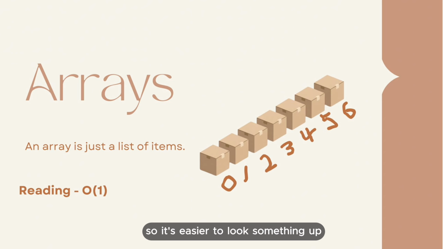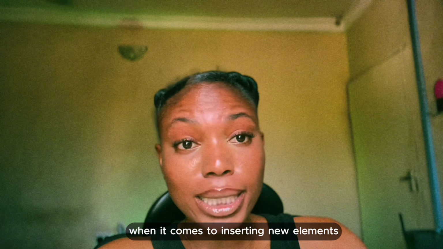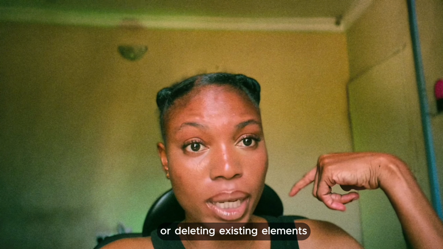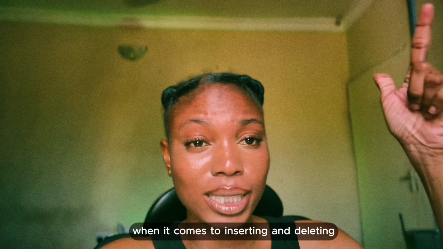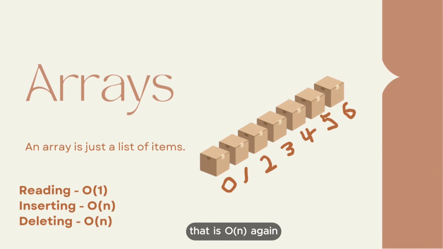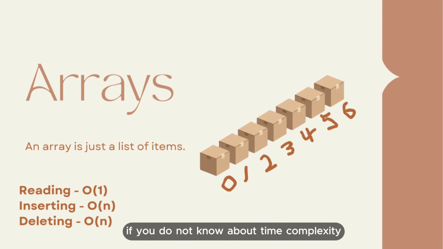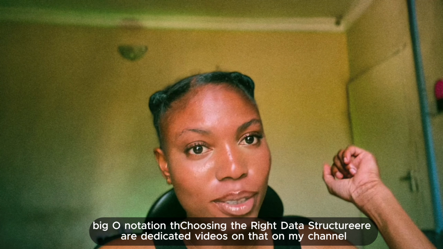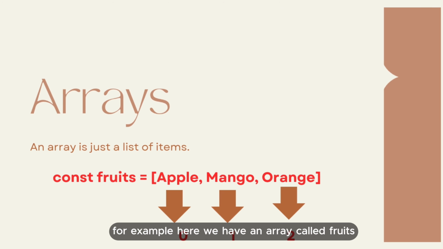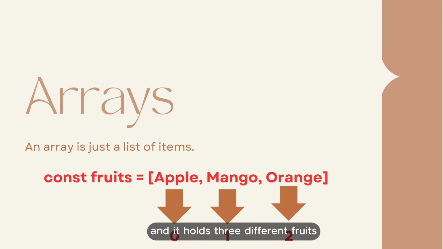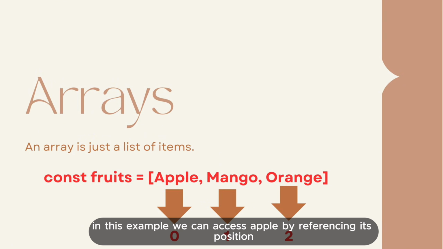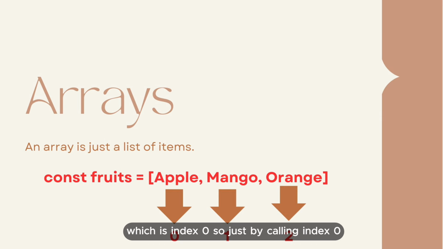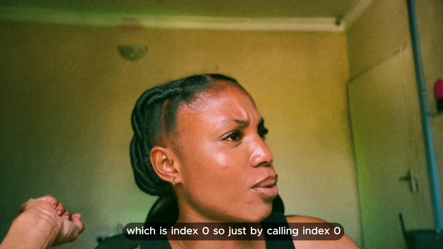to look something up. The disadvantage is that they are less efficient when it comes to inserting new elements or deleting existing elements. When it comes to inserting and deleting, that is O of n. Again, if you do not know about time complexity, big O notation, there are dedicated videos on that on my channel. For example, here we have an array called fruits, and it holds 3 different fruits. In this example, we can access apple by referencing its position, which is index 0. So just by calling index 0, we get apple.